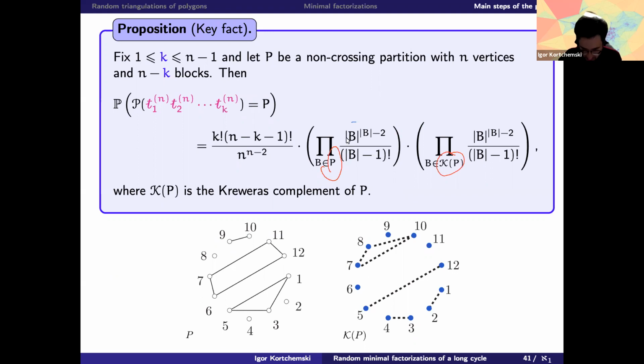You recognize this formula, and these factors are essentially a shuffling combinatorial factor, which tells you that if you take two minimal factorizations of two cycles with disjoint support, then you can intertwine the different transpositions among them. This is a combinatorial flavor result.